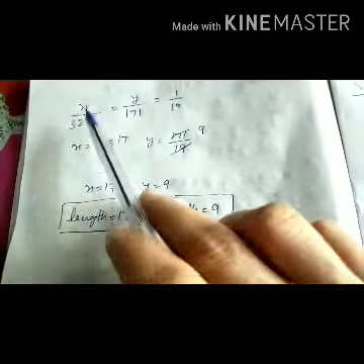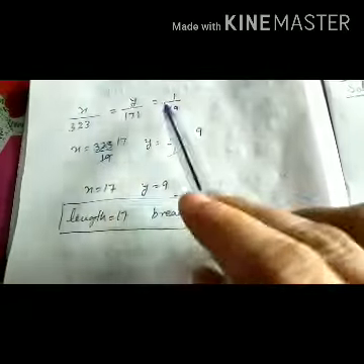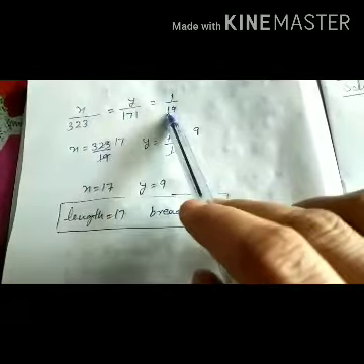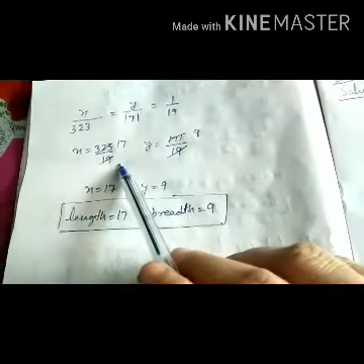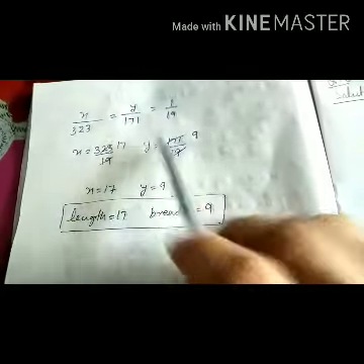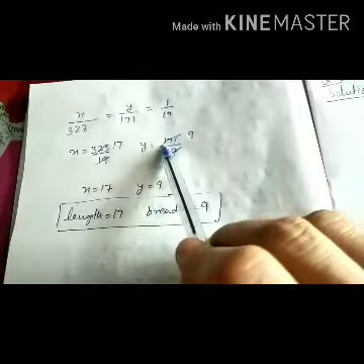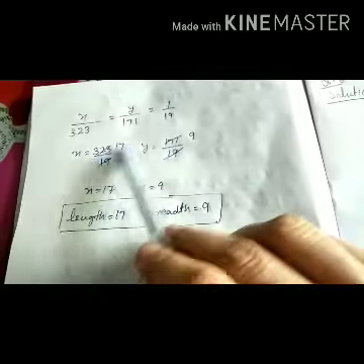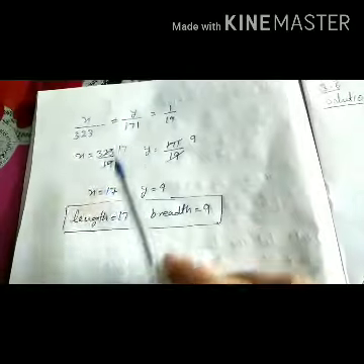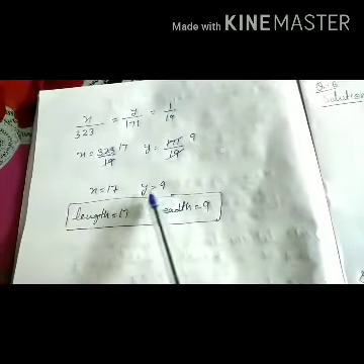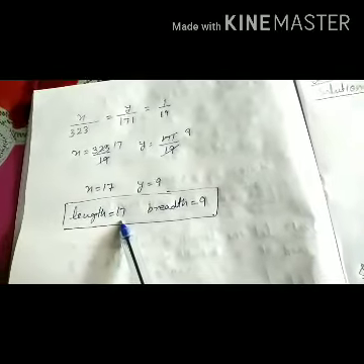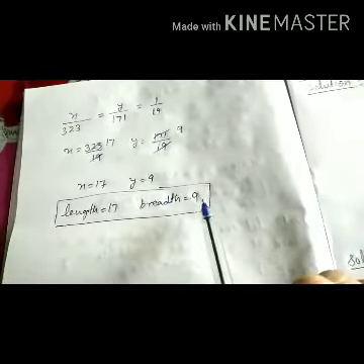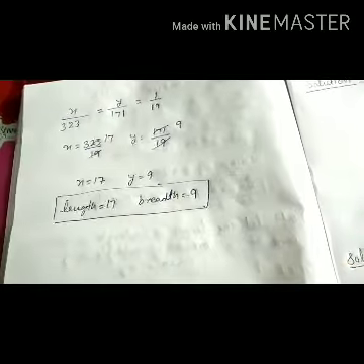Now x is equal to, we will put this value equal to this value, and this value equal to this value. So x is equal to 323 upon 19 and y is equal to 171 upon 19. 19 nines are 171 and 19 seventeens are 323. So the value of x we are getting is 17 and the value of y we are getting is 9. So the length of the rectangle is 17 and the breadth of the rectangle is 9. Okay students.